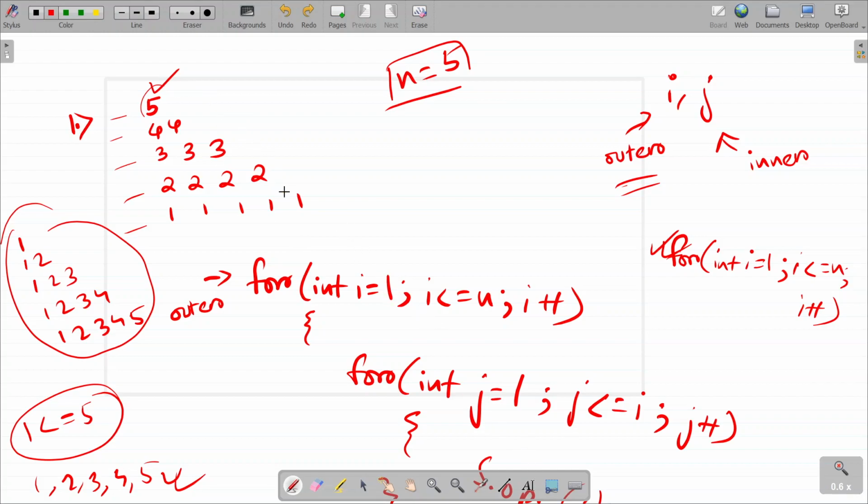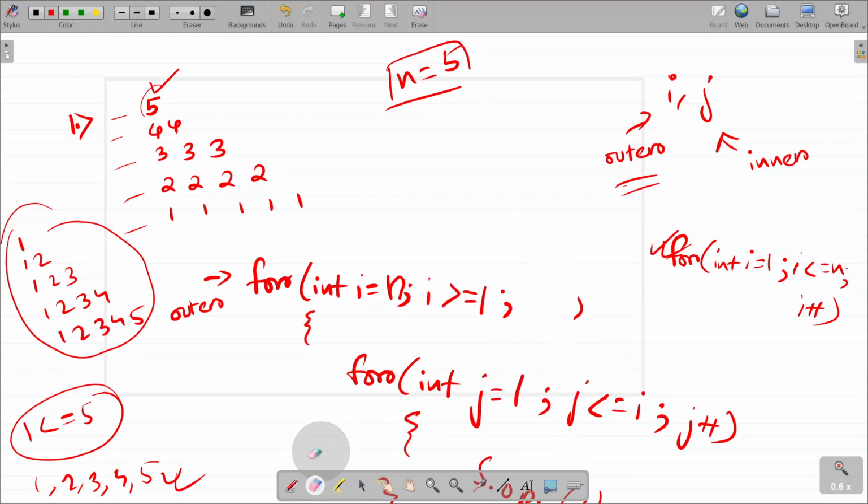So what will be the reverse order? i will start from n, that is from 5, and it will go up to 1. That means i's value will end at 1, so i will run while i is greater than or equal to 1. As long as i has not gone below 1, it will continue running.